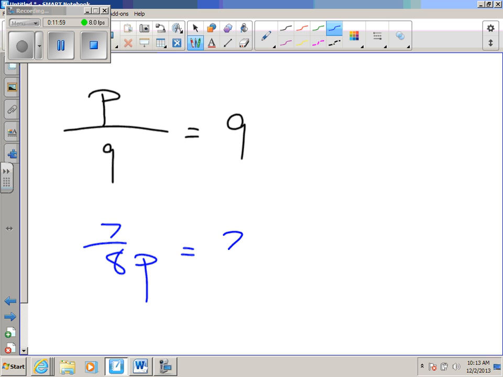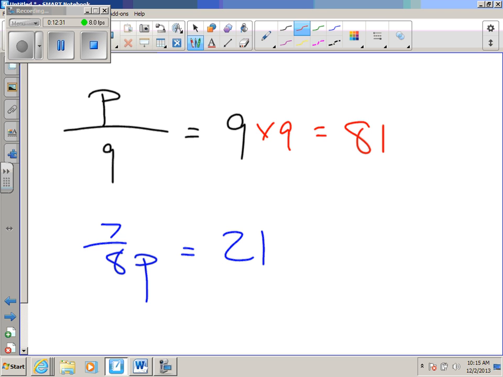Okay, here we go. Sometimes your variable is part of your fraction like it is here. If it's part of the fraction, what's happening right now? P is being divided by 9. The opposite of dividing by 9, multiply by 9. Therefore, P will equal 81. 81 divided by 9 is 9.